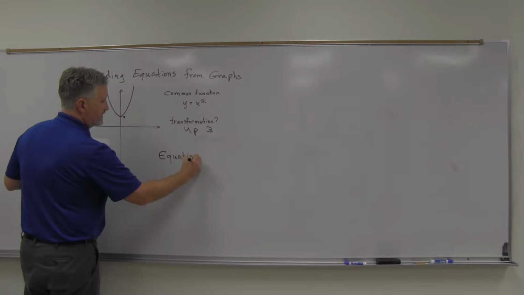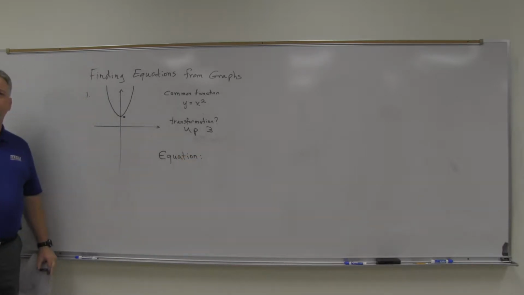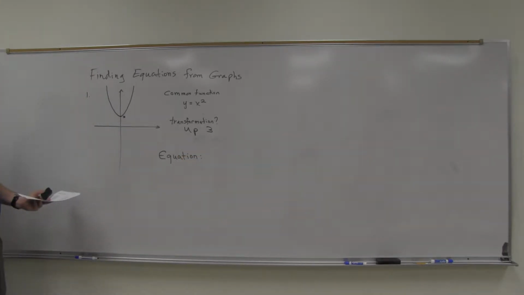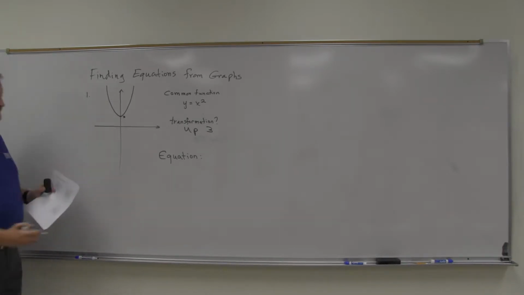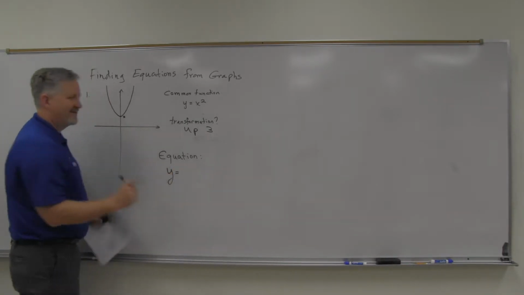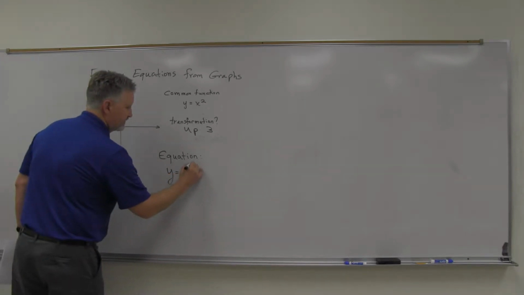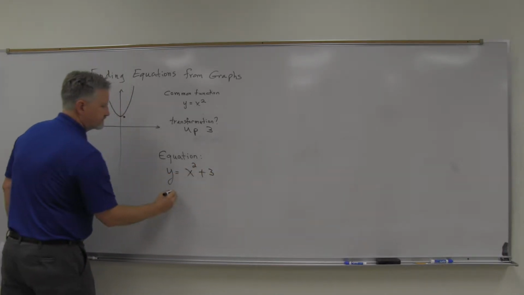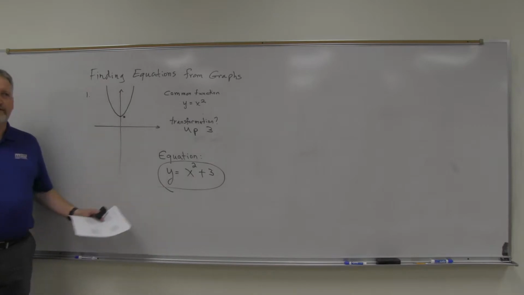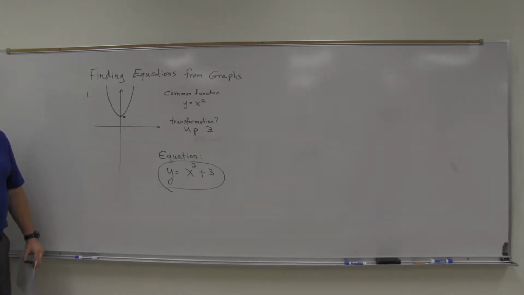Well, if that's what we got, what's the equation going to be? It's an x squared graph, up 3. To get it to go up 3, what do I do? Plus 3. Don't overthink it. Up or down goes the way you would think it does. It's y equals x squared plus 3, yes. Plus 3 on the outside.